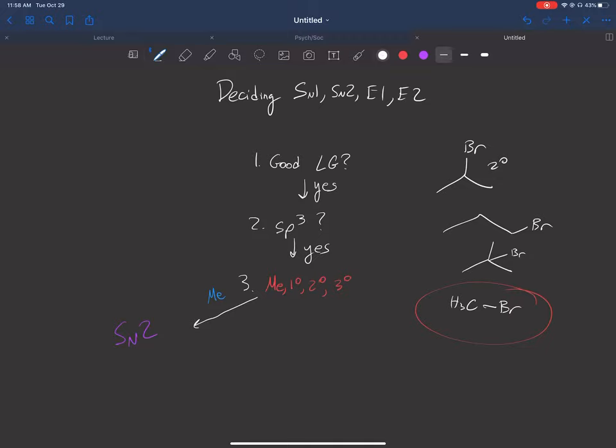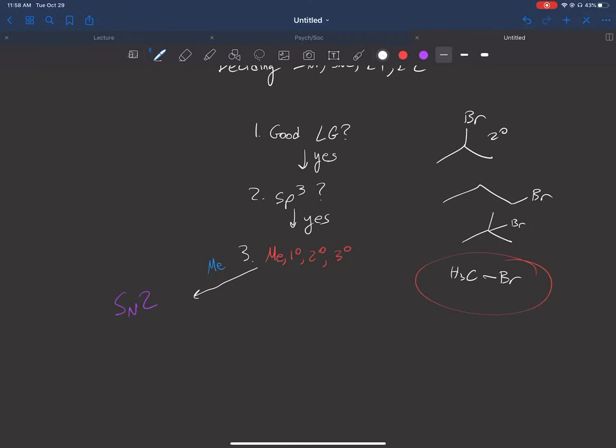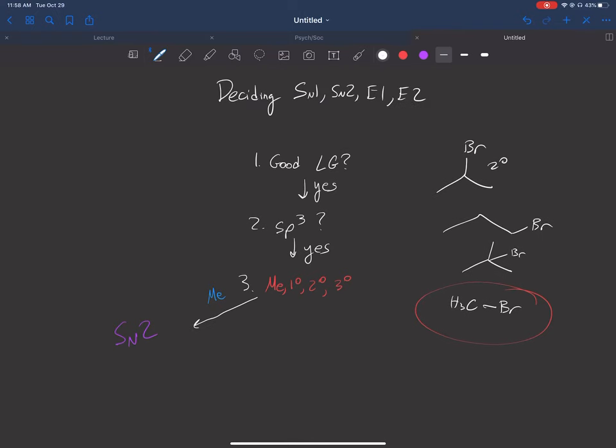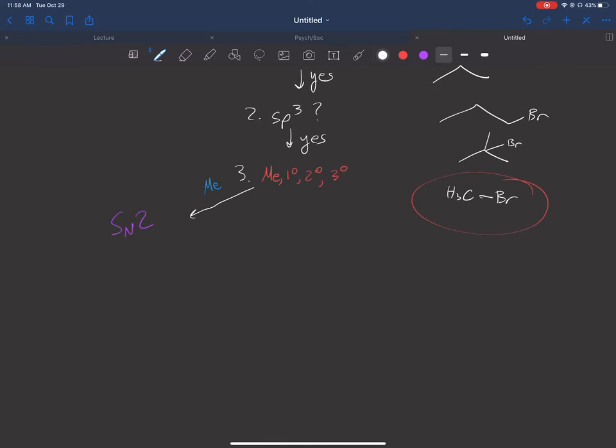So we got 1 out of the 4 done. All right, that's the easy situation, and we can rule out E1, E2. Then we can rule out SN1 because the carbocation is just horrible. So therefore, no matter what you're reacting with, doesn't matter if your nucleophile or your base is good, bad, bulky, it's always going to be SN2.